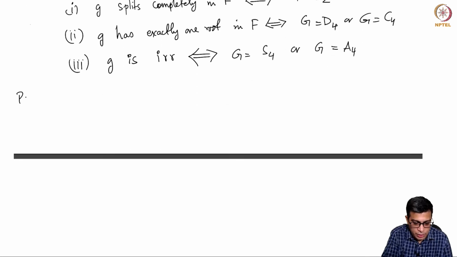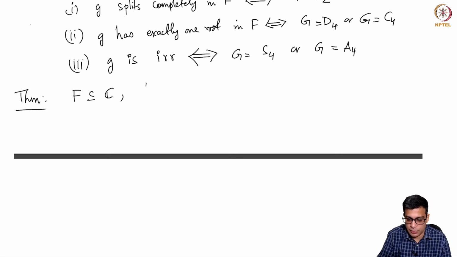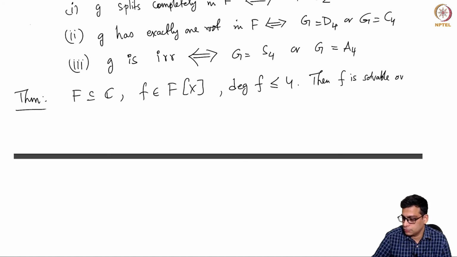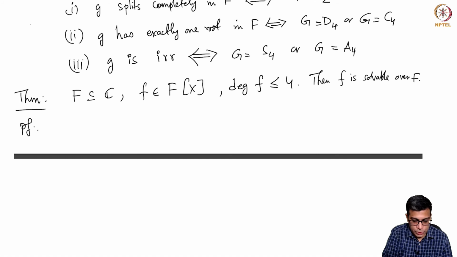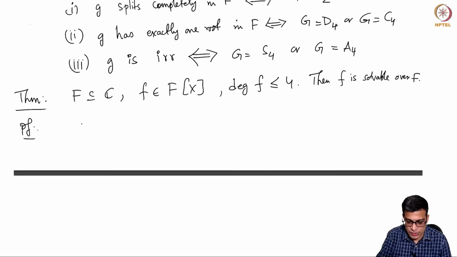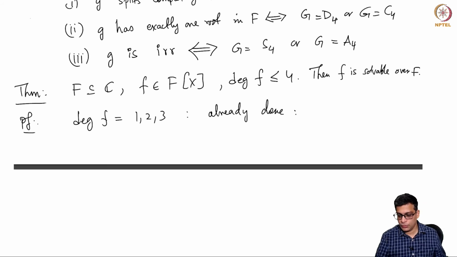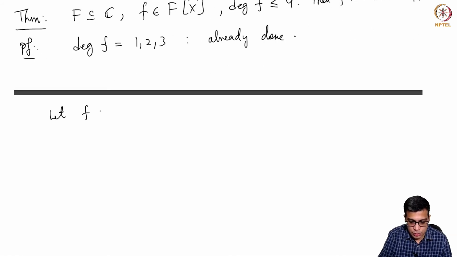Okay. So, now finally, the statement. Capital F is a subfield of C, small f is a polynomial, degree f is less than or equal to 4, then f is solvable over capital F. Okay, the proof. So, this is our goal, right? In these 2 videos, we are trying to prove this. First, we have already taken care of the cases 1, 2, 3. So, now let f be degree 4 irreducible.